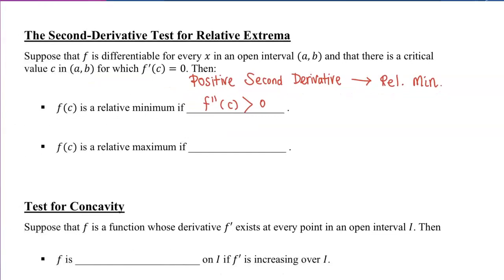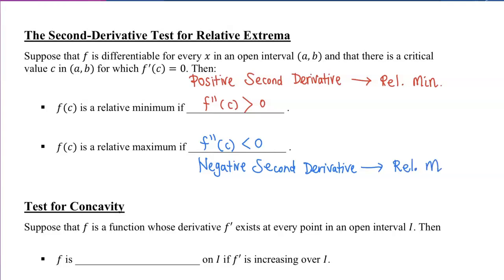So if you plug in a critical value into the second derivative, and this time get a negative second derivative, negative second derivative, that tells you that we have a relative maximum at that point, okay?